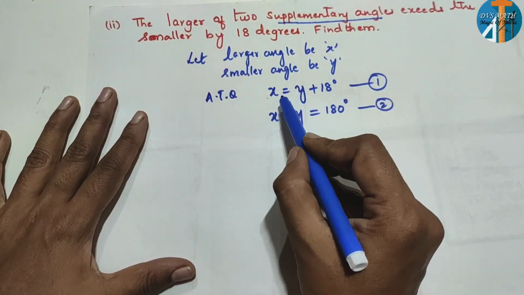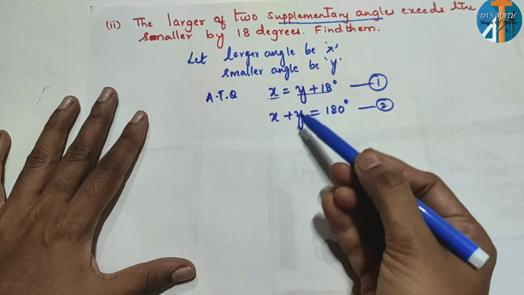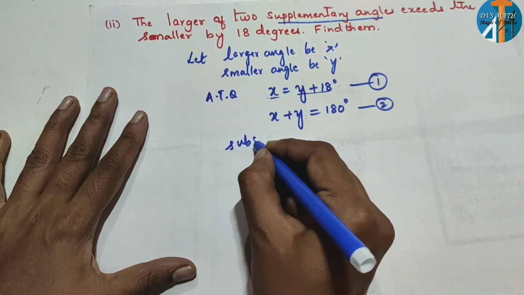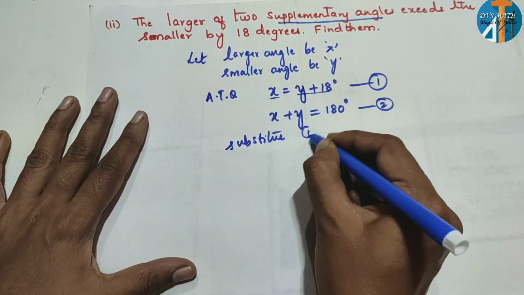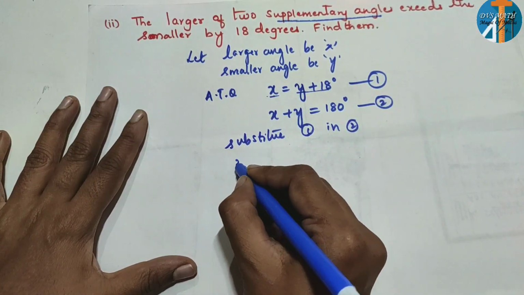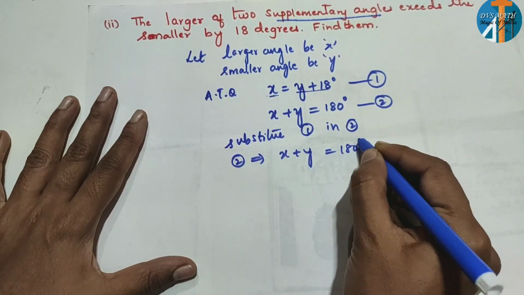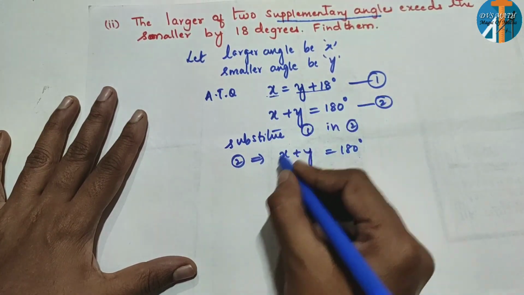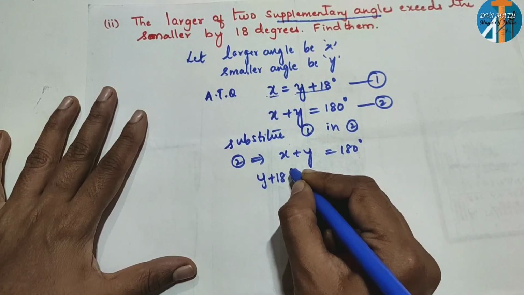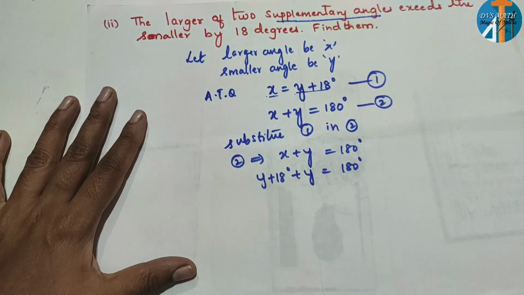Now you can observe we already have x in terms of y, right? You can just substitute in the place of x. Now write substitute 1 in 2. We are substituting 1 in 2 now. So let us consider equation 2. What is that? x plus y is equal to 180 degrees. In place of x, what can we write? Here y plus 18. So y plus 18 degrees plus y is equal to 180 degrees.